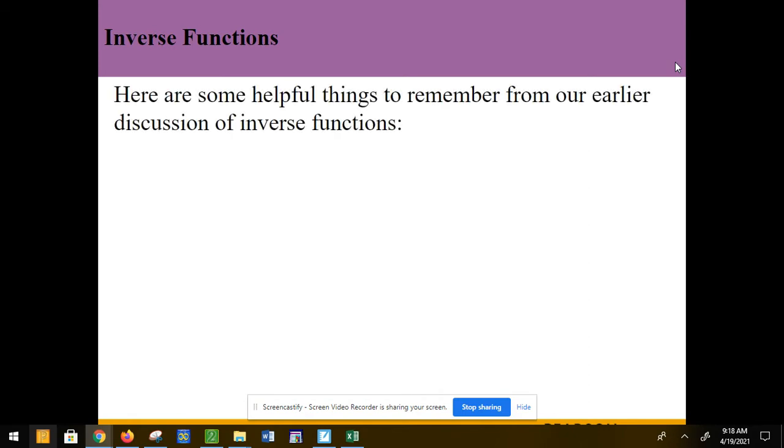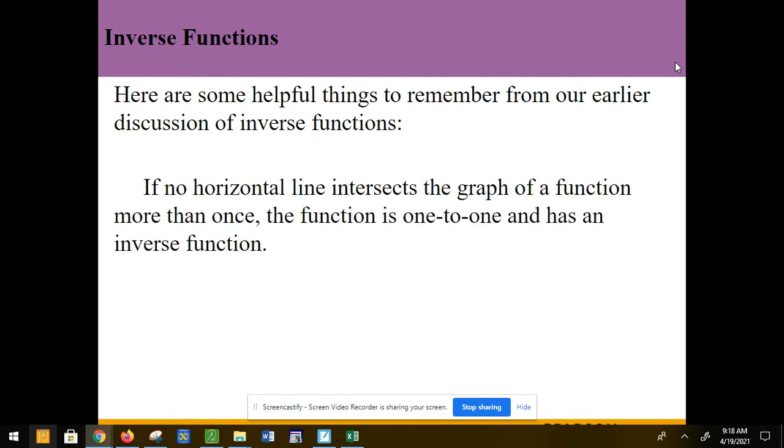All right, so here are some helpful things to remember from our earlier discussions on inverse functions. When I say earlier discussions, I mean when we did that in Algebra 2, or I guess some of it was probably beginning of this year as well. If no horizontal line intersects the graph of a function more than once, the function is one-to-one. It has an inverse function.